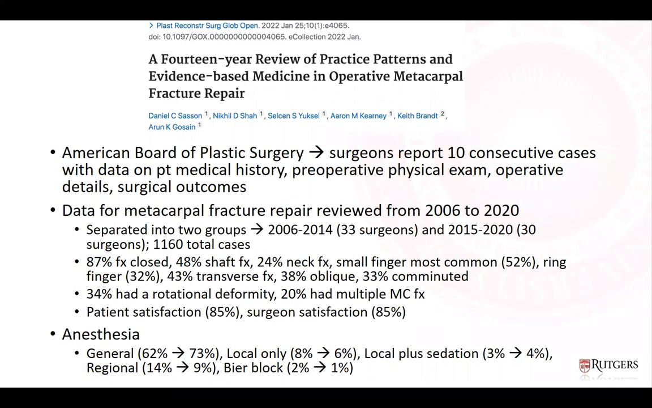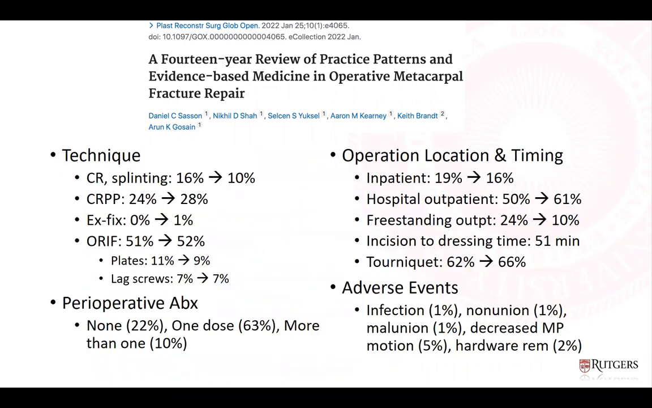General anesthesia was used in the majority of these cases. Local only was used in about 7%, local plus sedation in about 3 to 4%. Regional anesthesia, like a brachial plexus block, was 14% to 9%, and then Bier block was about 1 to 2%. Techniques were closed reduction and splinting about 10% of the time, CRPP about a quarter of the time, X-fix was rare, and then ORIF was done about half the time. Plates were the most common, followed by lag screws.